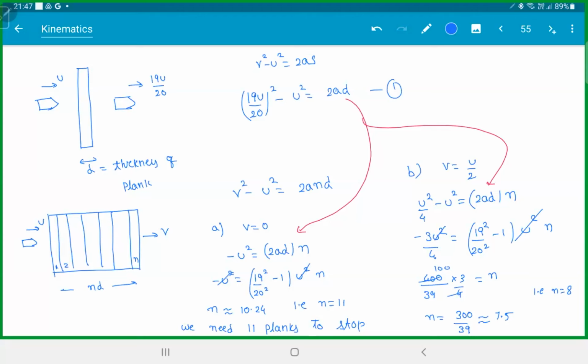Do check this out. So I wrote an equation for 1 plank, I wrote an equation for n planks, and then I substituted v is equal to 0 to stop, and I substituted v is equal to u by 2 for half the speed. Any doubts on this?